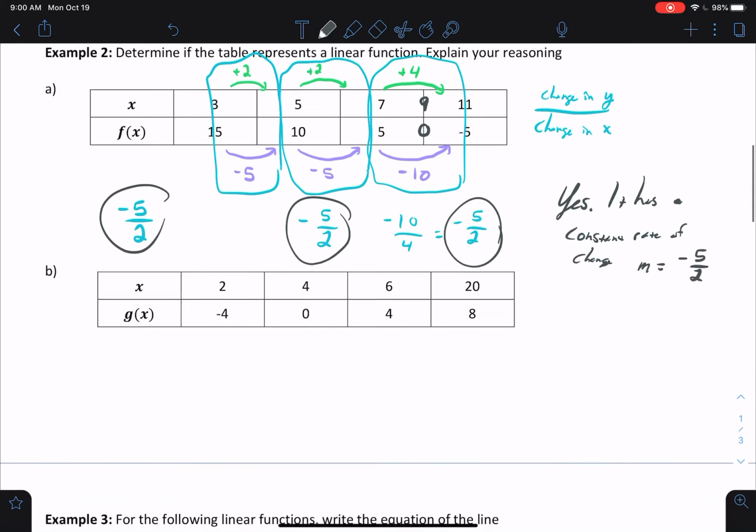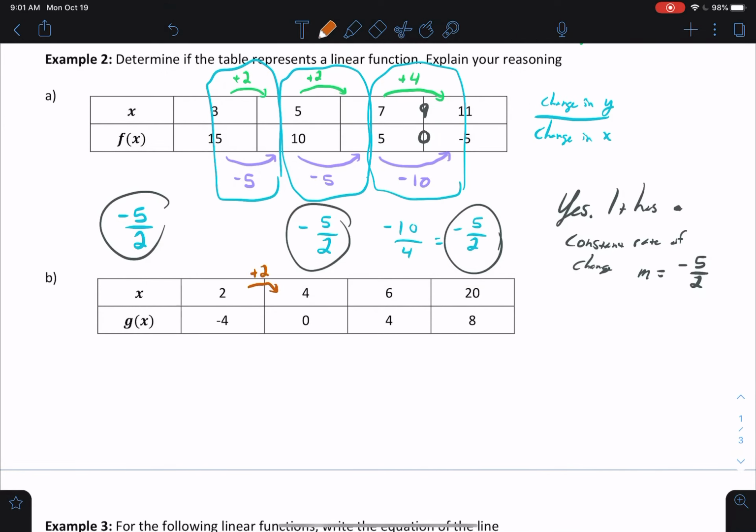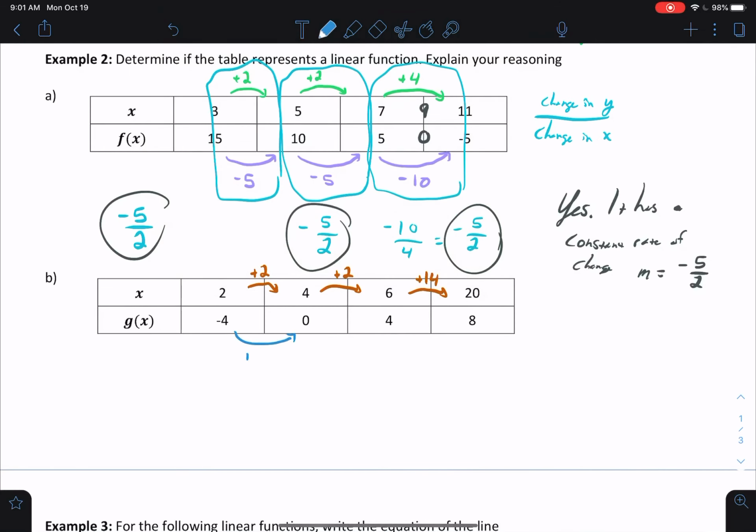What about in B? So 2 to 4, plus 2, 4 to 6, plus 2, 6 to 20, plus 14. And then -4 to 0, we add 4. 0 to 4, we add 4. 4 to 8, we add 4. So my rates of change are 4 over 2, which is 2. This one is 4 over 2, which is 2. This one is 4 over 14, which is 2 over 7.